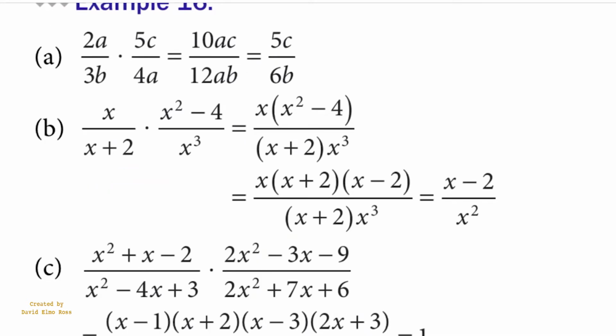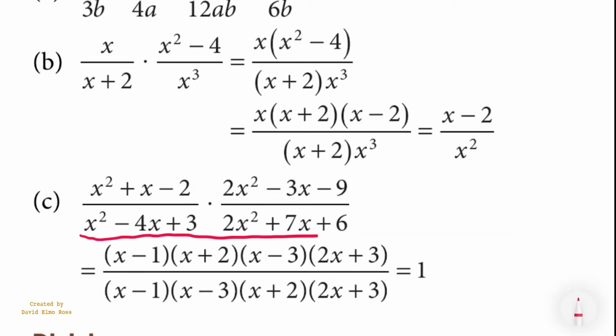Now the next example is x over x plus 2 times x squared minus 4 over x cubed. If we multiply this numerator times this numerator, we get this. We multiply this denominator times this denominator, we get this. But you'll remember that x squared minus 4 is a difference of squares, which can be written as x plus 2 times x minus 2. We can cancel out the x plus 2 and divide this x and get x squared here, and we end up with x minus 2 over x squared as our answer.